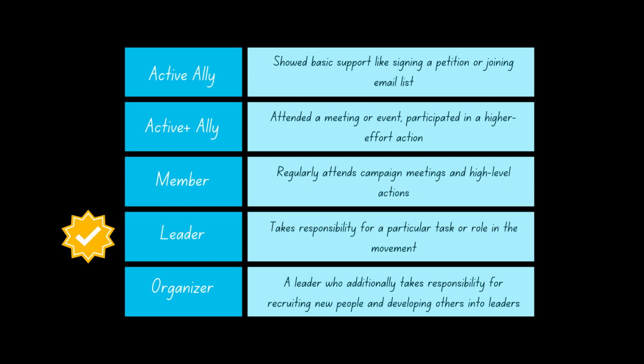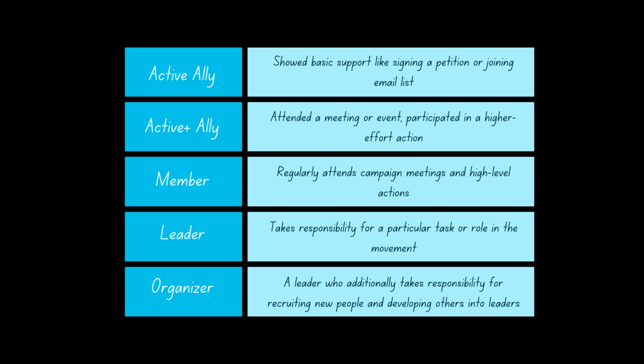And if that goes well and they do become a leader, they are now someone who has responsibility for a particular task or a role in the movement. And finally, my hope is that they become a full organizer. So in this leadership ladder, that means that along with any other tasks they're responsible for, they're also helping recruit and develop other leaders for the Green Jobs Bill campaign.